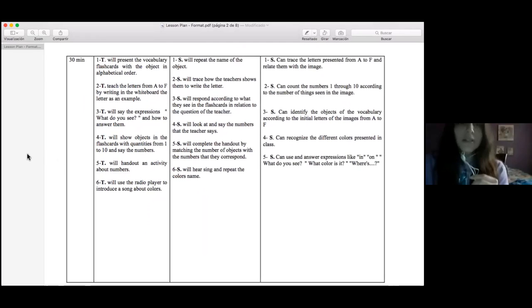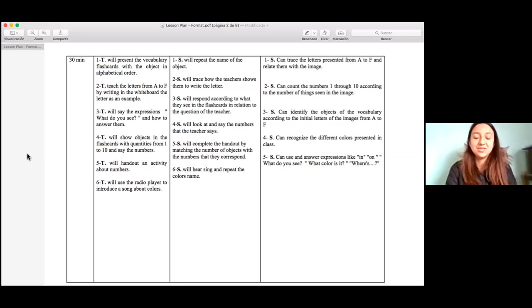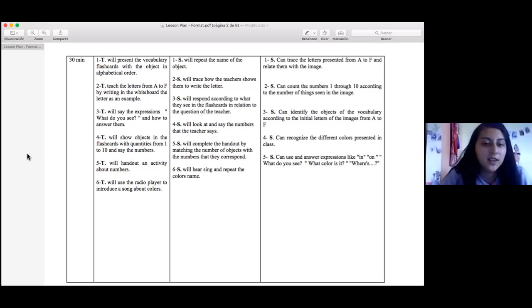Then we have the student activity. The first is that a student will repeat the name of the object. Then we have the first success indicator, which is students can trace the letters presented from A to F and relate them with the image. Then we have the second activity, in which the teacher teaches the letters from A to F by writing the letter on the whiteboard as an example.